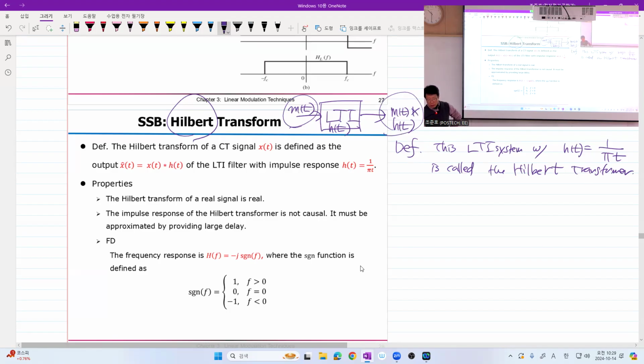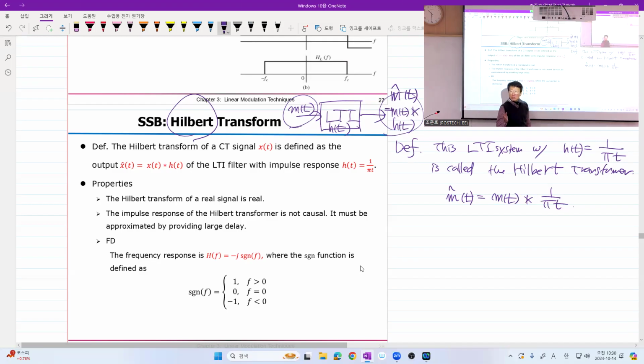Now, this is defined in the time domain, and let's denote the output as m hat when the message signal is m of t. Got it? So the output will be denoted by m hat from now on. M is the input to the Hilbert transform. M hat is the output from the Hilbert transform.